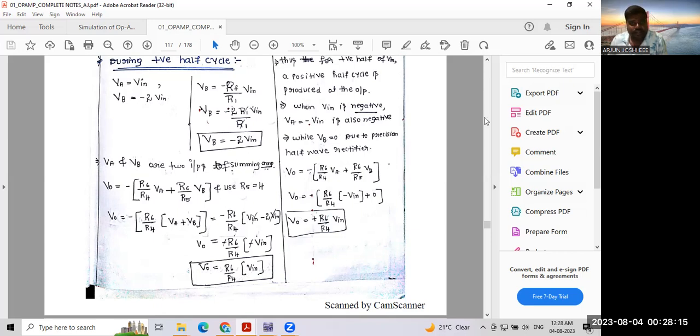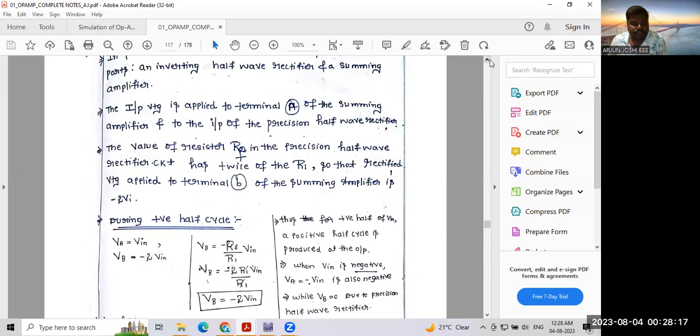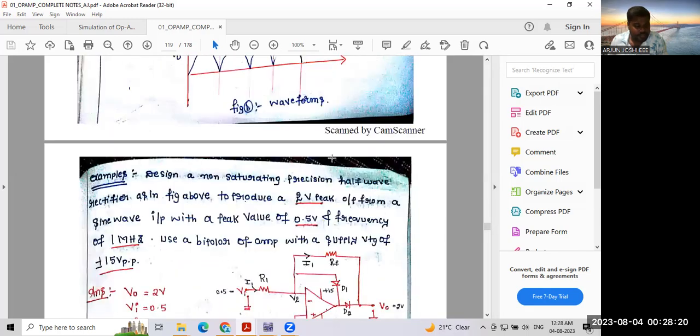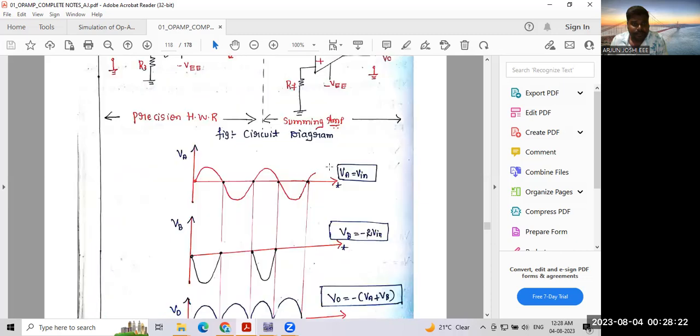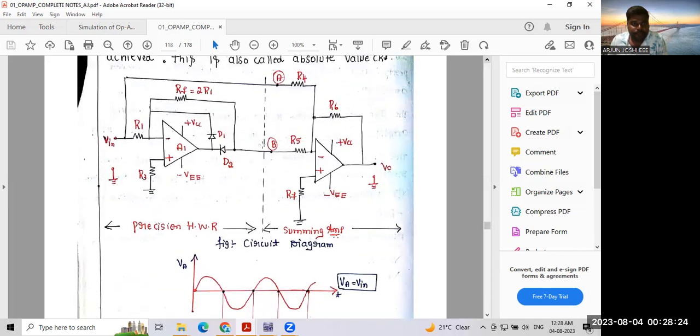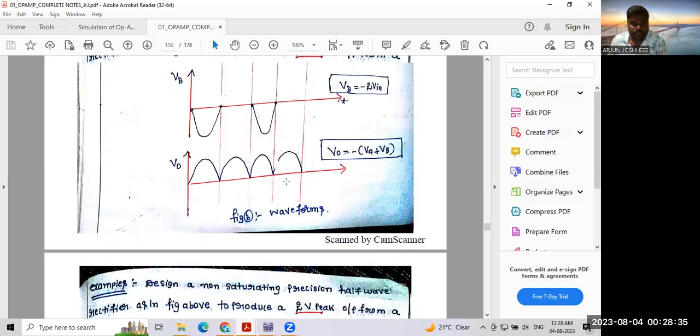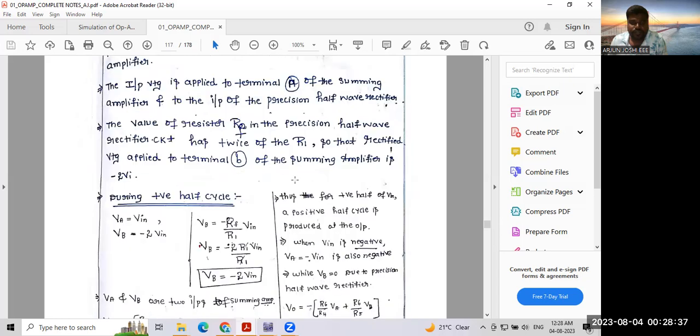During the negative half of the cycle, what is going to happen? I'm going to give negative supply to the op amp. It is going to generate positive output. At that time, this diode is going to act as an open switch. At that time VB is equal to 0. VB is equal to 0.